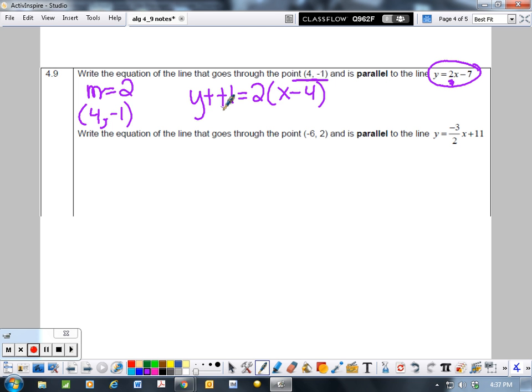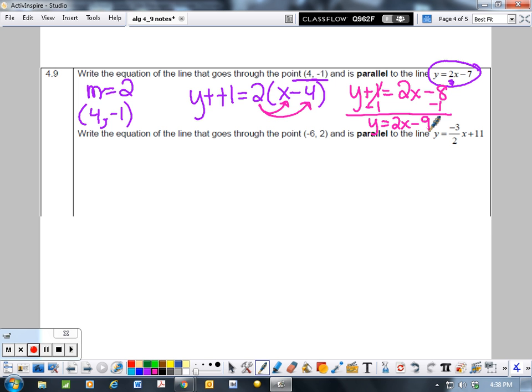Now, if I wanted you to rewrite it in slope-intercept form, then you would have to multiply inside. So this would turn into y plus 1 equals, now 2 times x is 2x, 2 times -4 is -8, and then I move the 1 over. So y equals 2x minus 9. So pay attention to the directions, because you don't want to have to go through all that work if you don't have to.